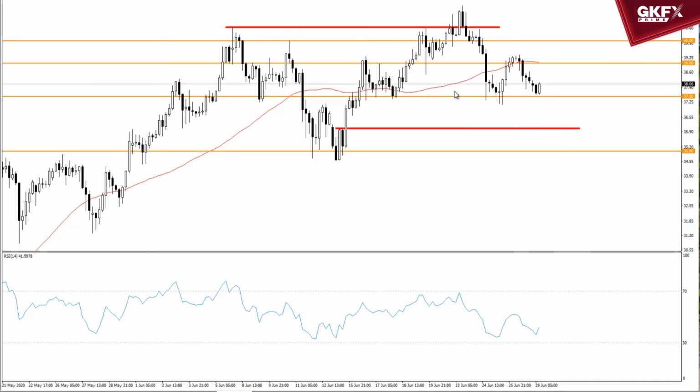So if you're still feeling good about oil, 36 could be an area of value if in fact we do break through 37.50. Equally, if you think this down move has more to go, 36 could be a more conservative target than 35.